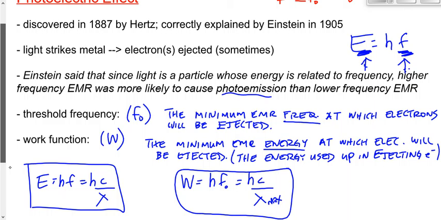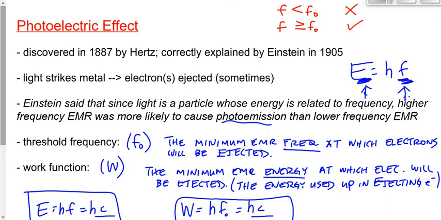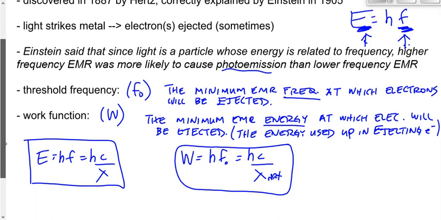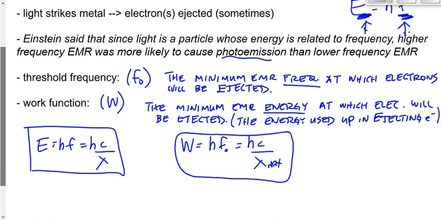So just like if the frequency is less than the threshold frequency, nothing happens. If the frequency is greater than the threshold frequency, something happens, electrons are ejected. We could also say if the energy of the photon is less than the work function, nothing happens. If the energy of the photon is equal or greater to the work function, then something happens. The electron or electrons are ejected.